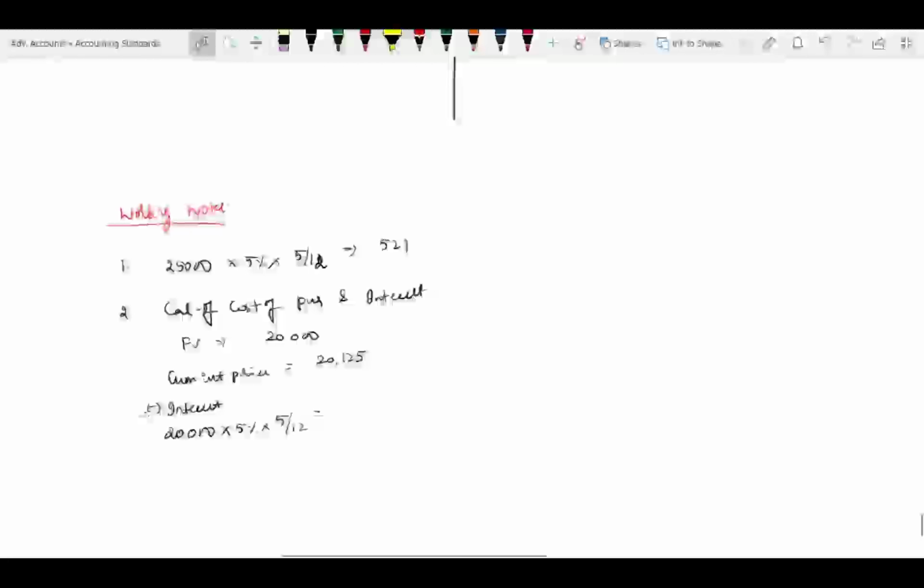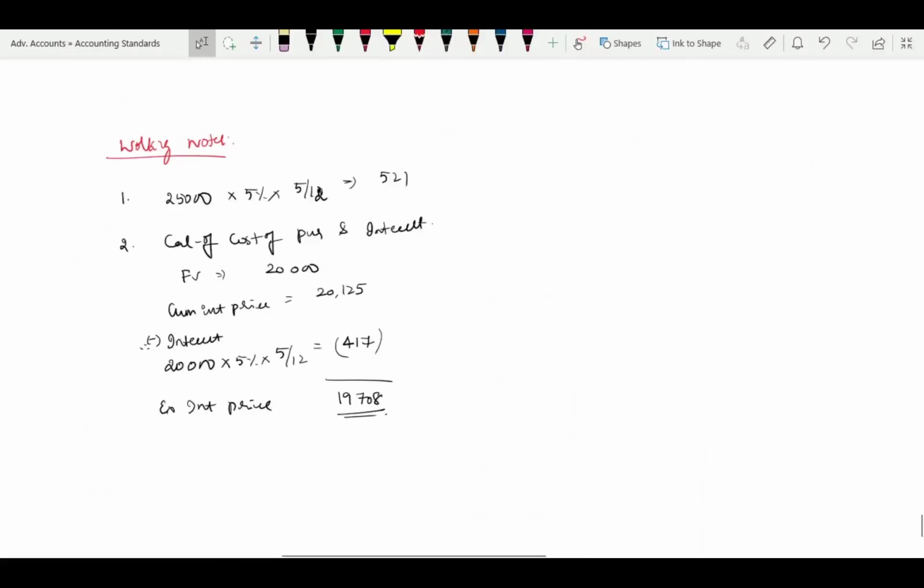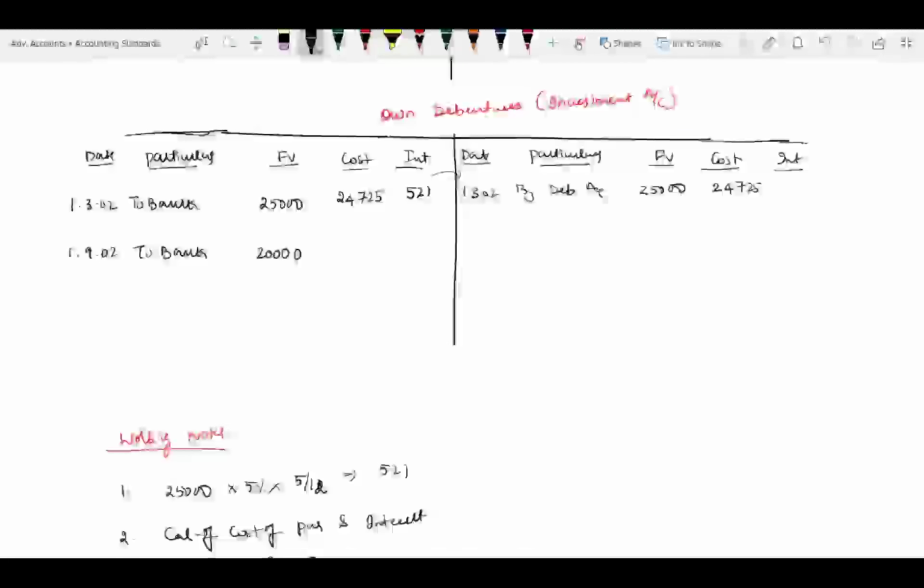Now, on the date of transaction, it is 5 months. Therefore, the interest amount is 417. If you deduct, what is your ex-interest price? Ex-interest price is 19,708. So therefore, update it here. So cost is 19,708. This is 417.